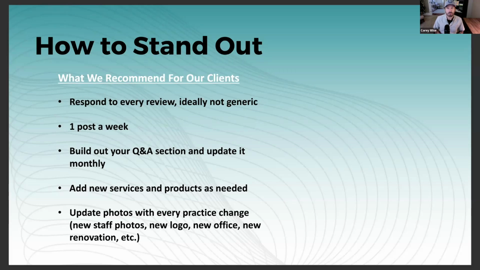And the same goes with photos. With staff changes or anything, we see this a lot with logos or offices. They'll do a great remodel, they'll have changes within the practice, but then they forget to update the Google Business Profile, and photos there too.